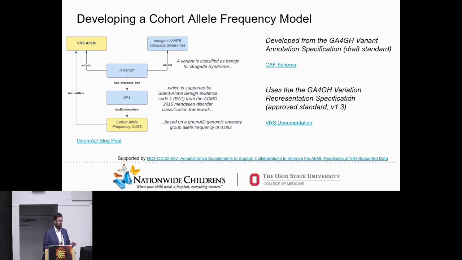based on a gnomAD genomic ancestry group allele frequency of 0.083, we can structure all of that so that a computer system can then take these individual components and reinterpret them, integrate them with other evidence, and do it all automatically, improving the scalability and helping our frustrated variant scientists. So to do this, we developed a CAF schema, a cohort allele frequency schema, under the GA4GH variant annotation specification, and we applied the pre-existing GA4GH VRS specification for variant representation.